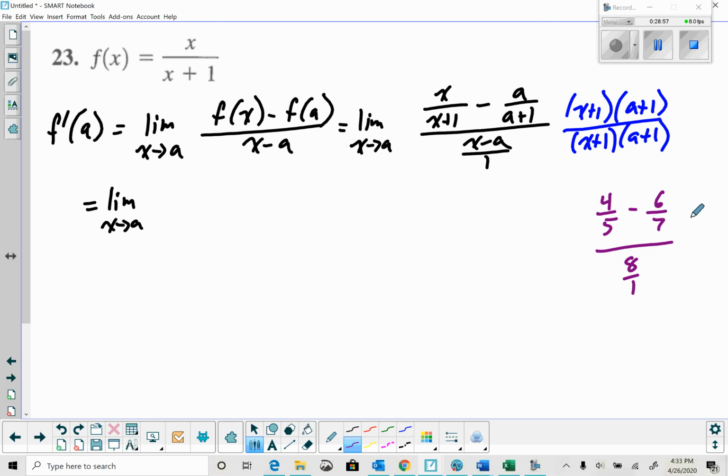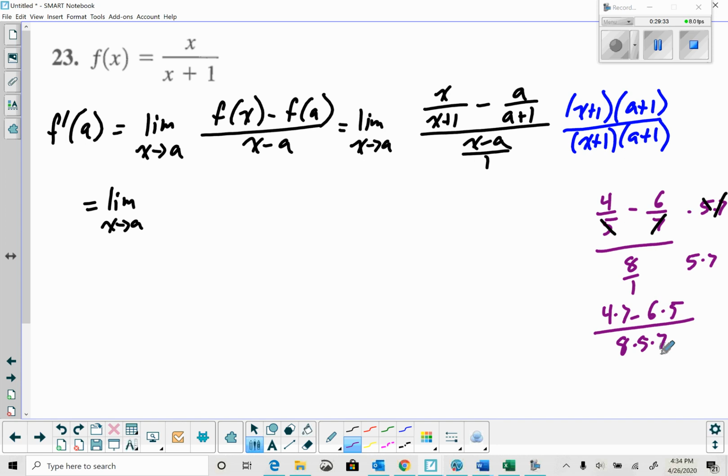So if we multiply here by 5 times 7 and multiply here by 5 times 7, for the first part of it here, the 5's would reduce down, and my numerator would then become 4 times 7. With the second one, it's the 7's that'll cancel, and I will get minus 6 times 5. And in my denominator, it's going to be 8 times 5 times 7 because nothing there reduces.